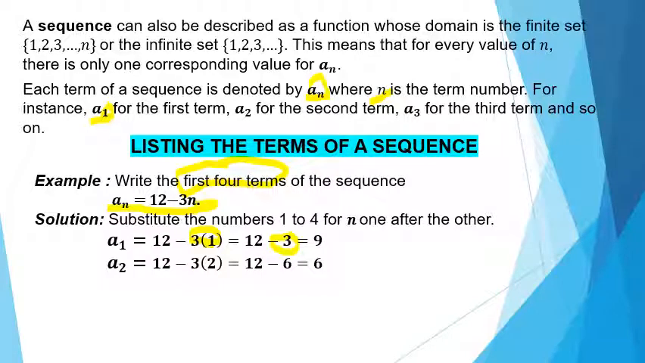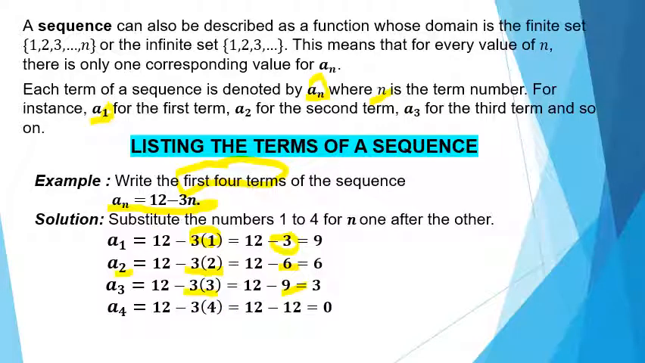Next, a sub 2. Kung mapansin nyo, yung n natin ngayon ay naging 2. A sub 2 equals 12 minus 3 times 2 equals 12 minus 6 equals 6. Saan galing ang 6? Sa 3 times 2. A sub 3, we have now 12 minus 3 times 3 equals 12 minus 9 equals 3. Yung 9 galing sa 3 times 3.